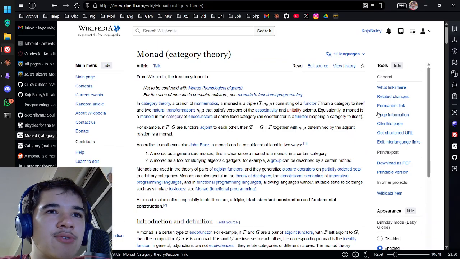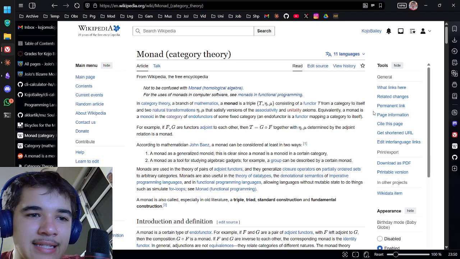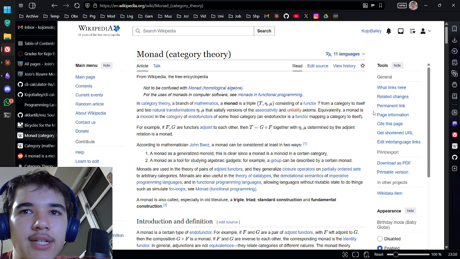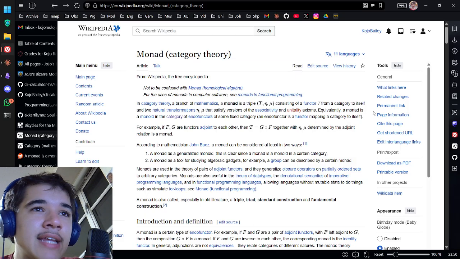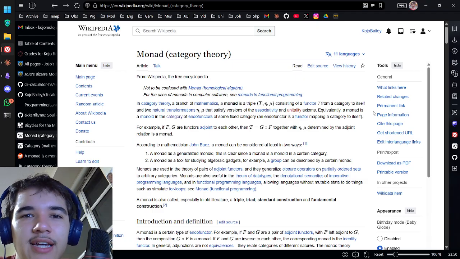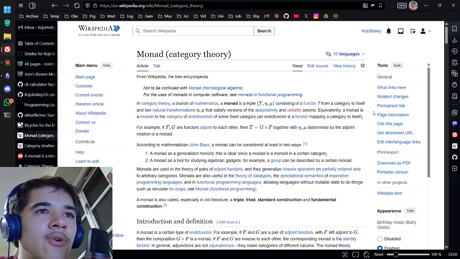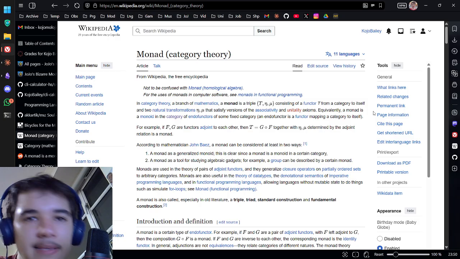Without looking any further, from what I understand, an endofunctor is, if you look again at Haskell, a monad takes a container of something and then returns a container of something else, or the same thing. It's the same container and it's just wrapping something. That's what a monad does. So an endofunctor is just that. It takes a category, I should say, and then returns the same category.